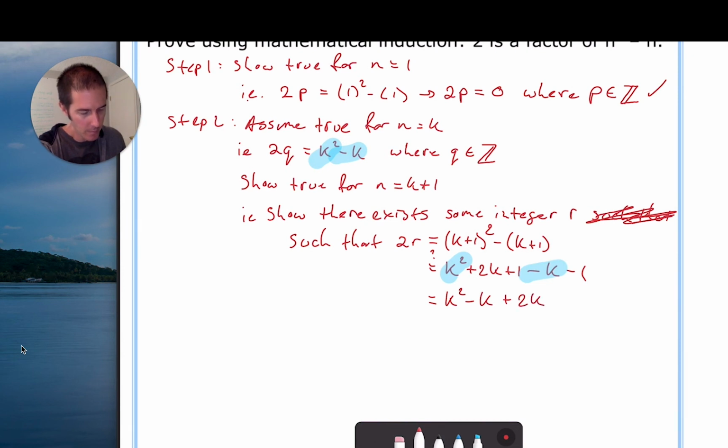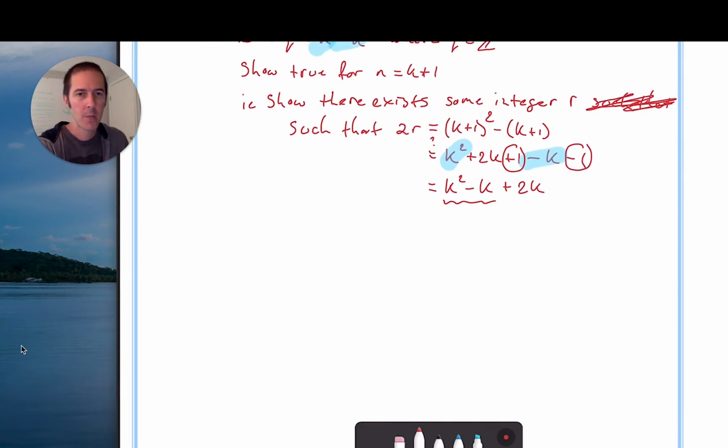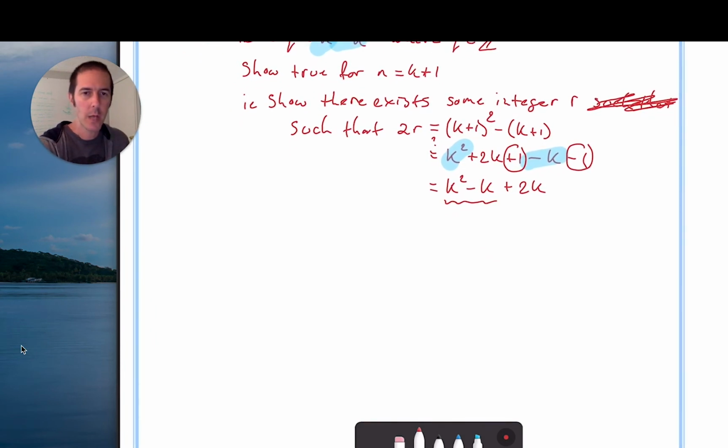I think I'll combine the plus 1 and the minus 1. Those are the only things left, right? We pinned down our k squared minus k because we want to use that. And then what was left? A plus 2k, a plus 1, and a minus 1. Well, we're bringing the plus 2k with us. There's nothing else to combine that with, but the plus 1 and the minus 1, I'm going to combine those. If we have to bring them back later, we will.